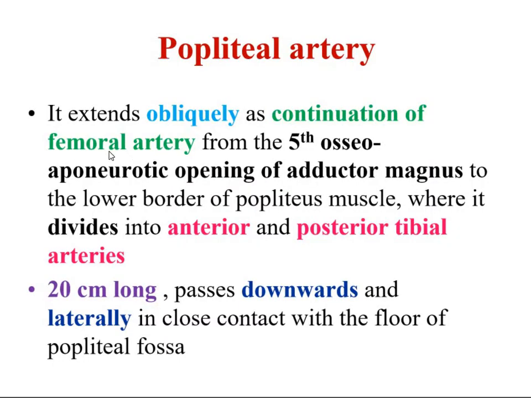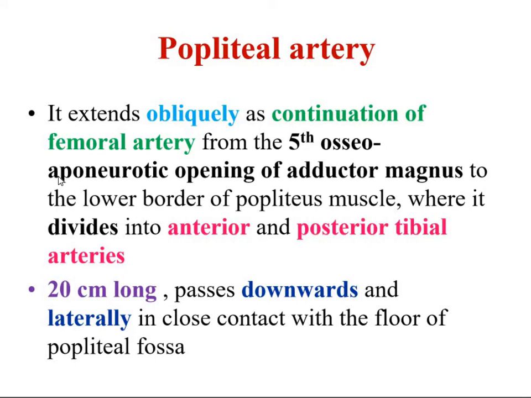Starting with the contents one by one, it is very important, the popliteal artery. It extends obliquely as a continuation of the femoral artery. Okay, simple, you already know. From the fifth osteotendinous opening of the adductor magnus, to the lower border of the popliteus muscle, where it will divide into anterior and posterior tibial arteries. Okay, the femoral artery pierces the adductor magnus, enters the popliteal fossa, and at the lower border of popliteus it will divide into anterior and posterior tibial arteries.